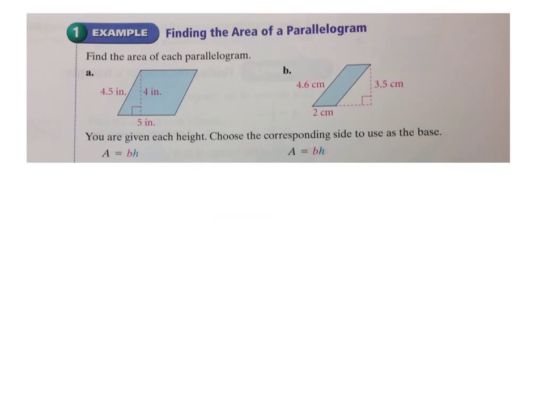Hopefully in part A, you decide the area is going to be 4 times 5, which is 20. We're not even going to use the 4.5 at all for this problem. Again, base and height must be perpendicular in the area of the parallelogram. So, on part B, we're going to multiply 2 times 3.5. So the area of that parallelogram is going to be 7.0 square centimeters.